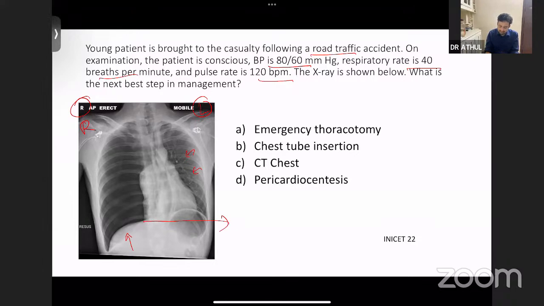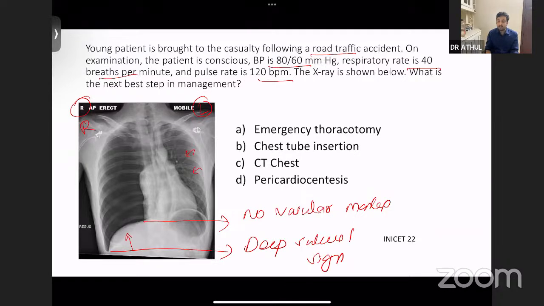It is not hyperinflated. It is because the air is there. Okay, it is because of the air in the pleural cavity. There are no vascular markings. You are not able to see any vascular markings, and also you are seeing the sulcus. The costophrenic angle is deep. That is known as the deep sulcus sign. Okay, no vascular markings, deep sulcus sign. So the diagnosis is pneumothorax.